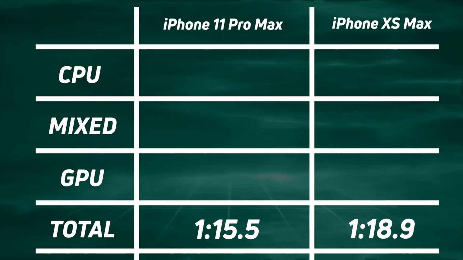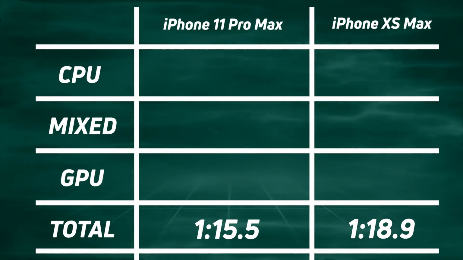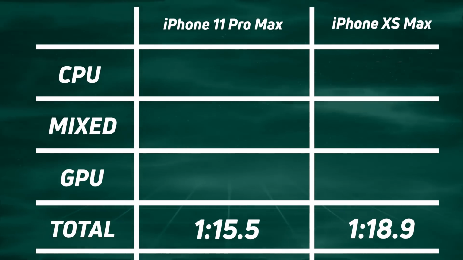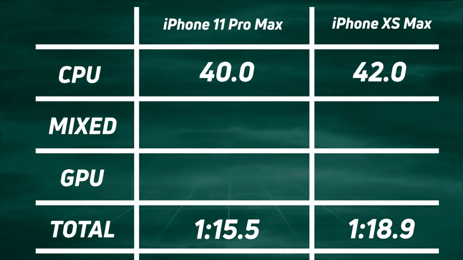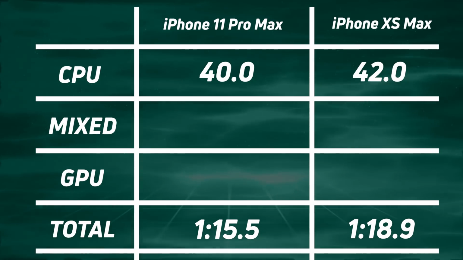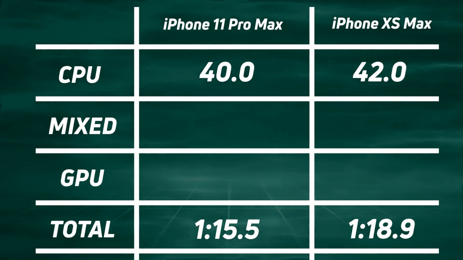So the iPhone 11 came in first with 1 minute 15.5 seconds, and the iPhone 10 1 minute 18.9 seconds, a 3.4 second difference, about 4.5%. Now we look at the CPU times. Clearly the iPhone 11 is running faster. It's 40 seconds for the CPU run. There is 42 seconds for the iPhone 10.